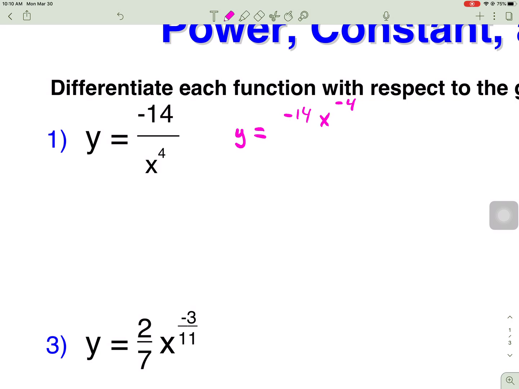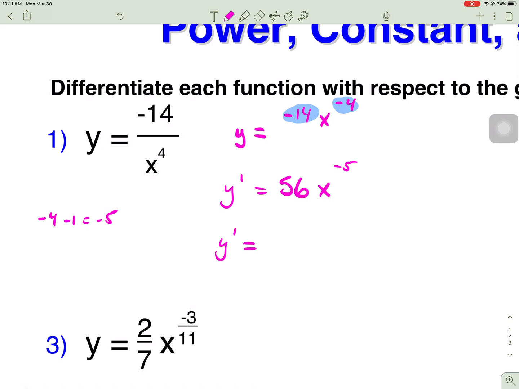Now, why does this help us? Because now y prime is going to be, well, same thing. Multiply, decrease by 1. So negative 14 times negative 4 is 56. X to the, well, what is negative 4 minus 1? That's negative 5. So to the negative fifth, and then we can rewrite it with the positive exponent as 56 over x to the fifth.